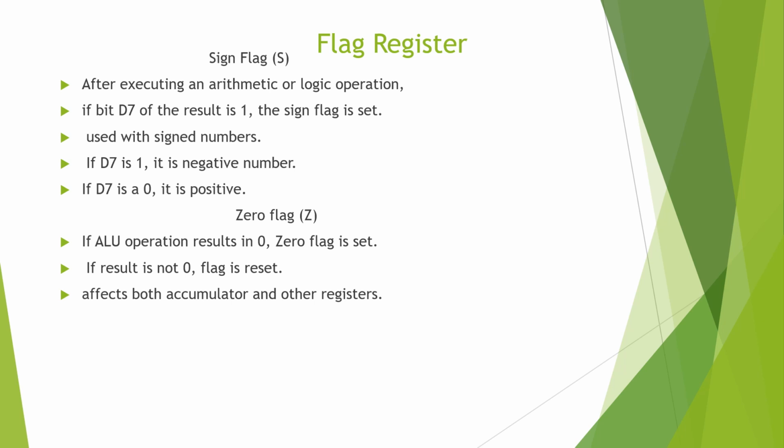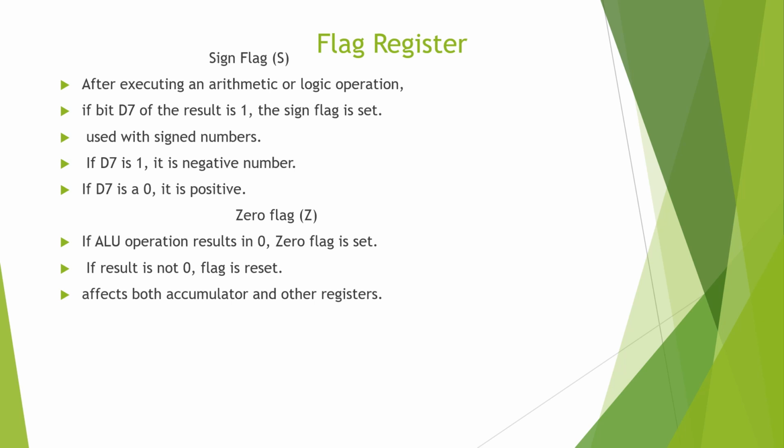The sign flag: after executing an arithmetic or logic operation, if the bit D7 of the result is 1, the sign flag is set. It's also used with signed numbers, and if D7 is 1, it indicates that it's a negative number. If D7 is 0, it means it's a positive number.